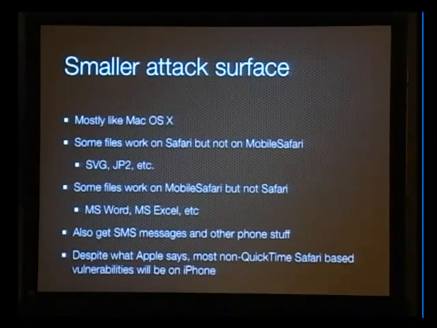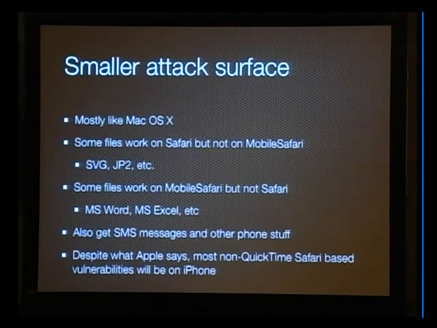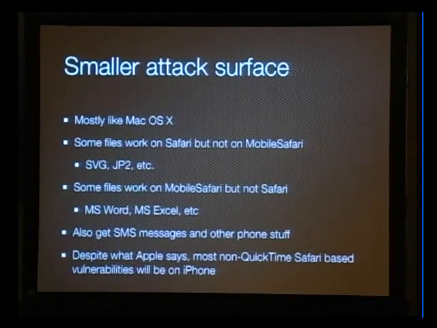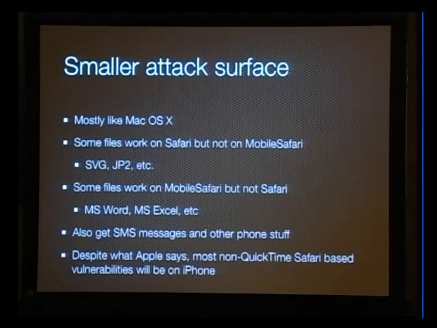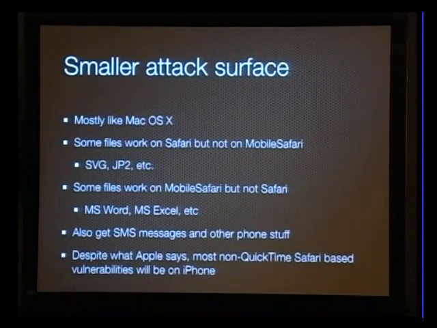So like I say here, there's some files that work on Safari, but not on mobile Safari. SVG is one that's not in QuickTime, but it's just not compiled into mobile Safari. JP2 is a QuickTime file format, and so on. But interestingly, there's some file formats that will work on mobile Safari, but not the real Safari. An example of that is the Microsoft format. So on mobile Safari, you can actually surf to a page that has a .doc, and it'll render it for you. But in real Safari, it won't. It'll try to download it.